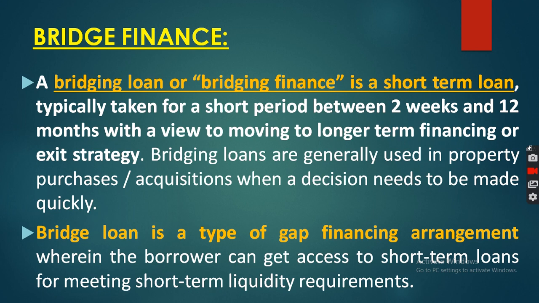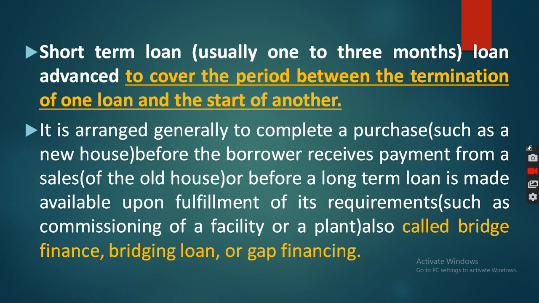That's why it is known as gap financing, wherein the borrower can get access to a short-term loan for meeting a short-term liquidity requirement. Liquidity means cash on hand. To maintain sufficient cash balance on hand, a company has a requirement of a short-term loan. So it is a bridge loan. One thing you have to keep in mind: a bridge loan means a short-term loan, usually a 1 to 3 month loan, advanced to cover the period. To cover means to gap.